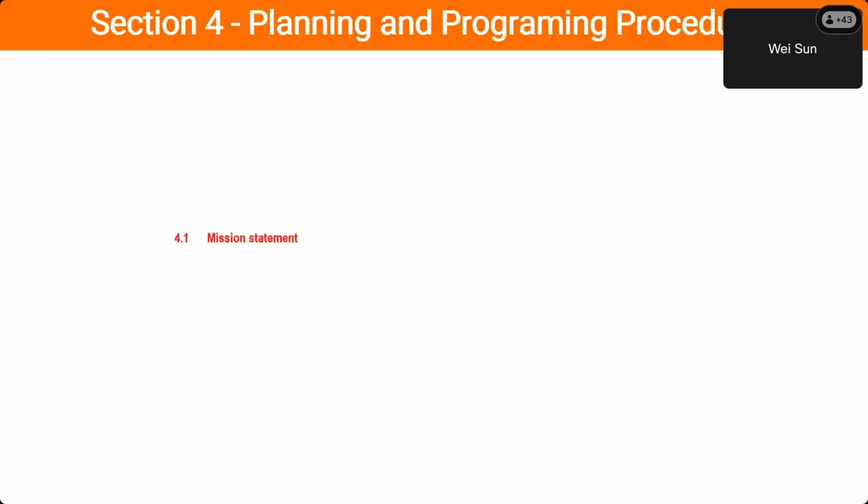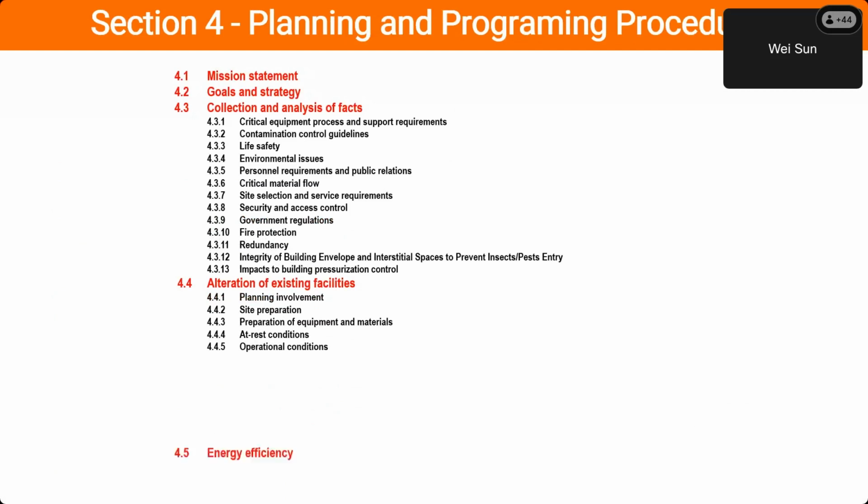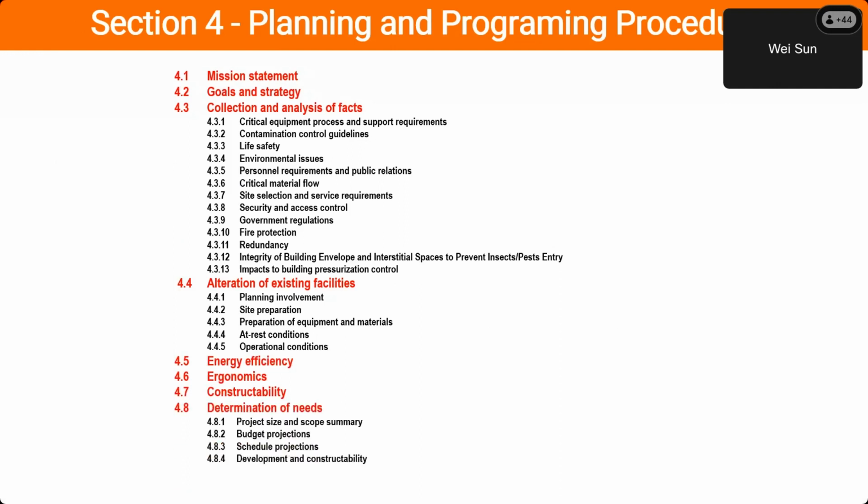So let's look at section 4. We have lots of information included in section 4. Mission statement, goal, strategy, collection, and analysis of effects. Alteration of an existing facility, or called a renovation of an existing facility. Energy efficiency, ergonomics, constructability, determination of the needs.